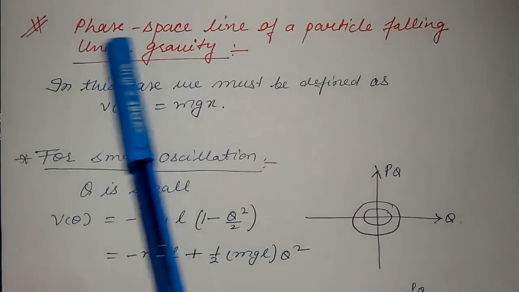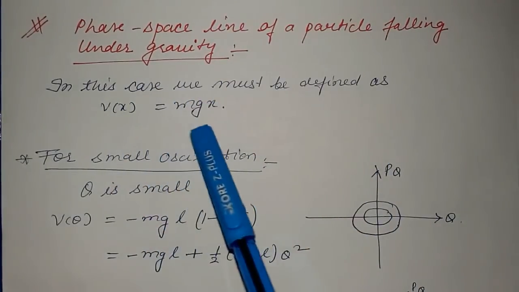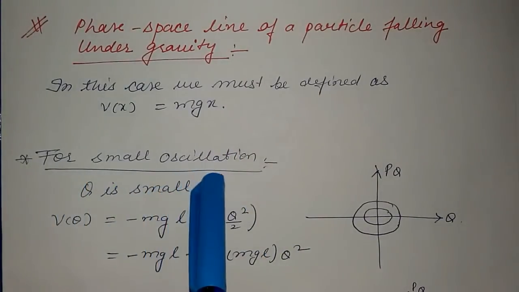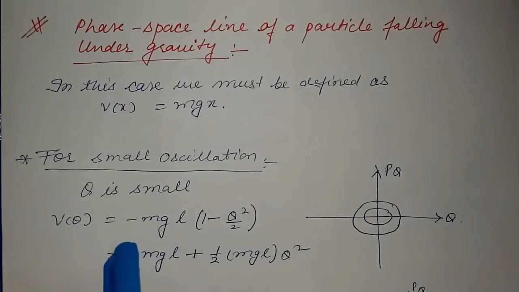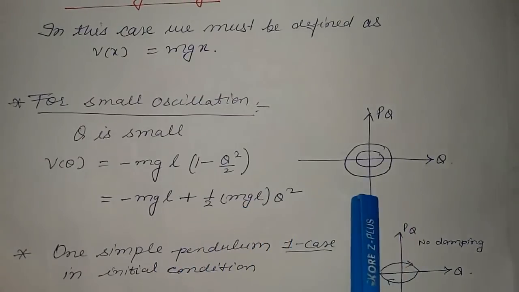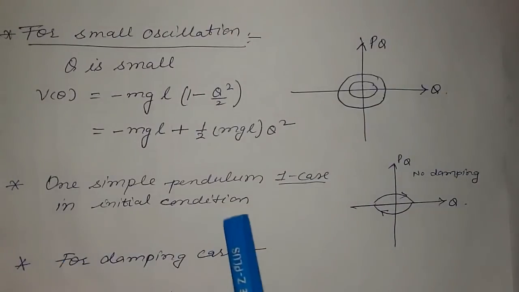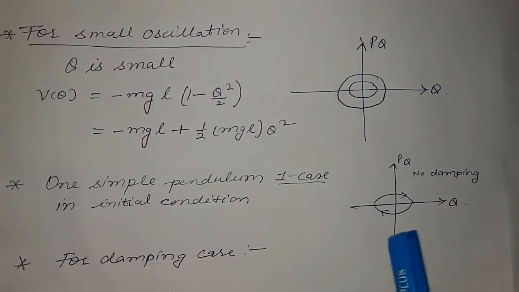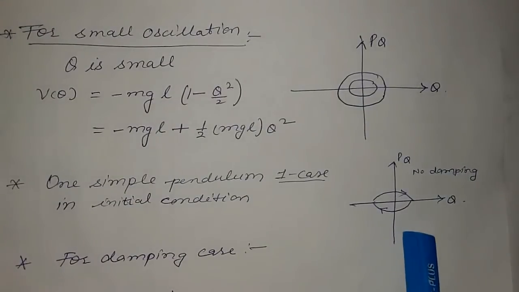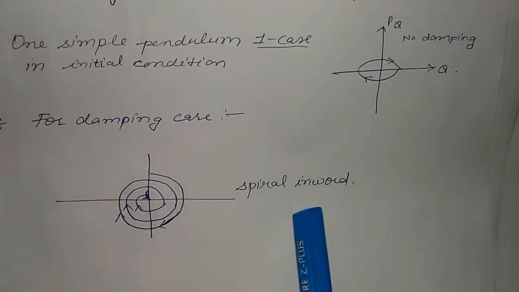The third case is the phase space line of a particle falling under gravity. In this case, we define potential equal to mgx. Now for a small oscillation, theta is small and V of theta equal to minus mgl into 1 minus theta square upon 2. We open the bracket, then we get minus mgl plus half mgl theta square. In this case, the phase space trajectory is circular. Now for a simple pendulum, in case of no damping, the phase space trajectory is oval shape. And for damping, the phase space trajectory is a spiral inward.